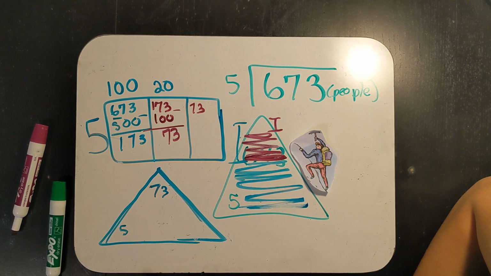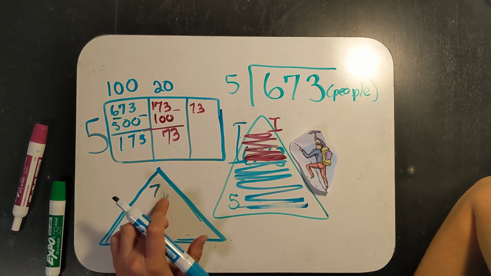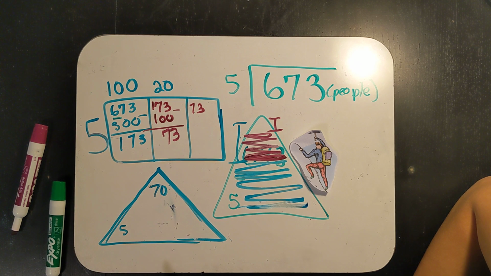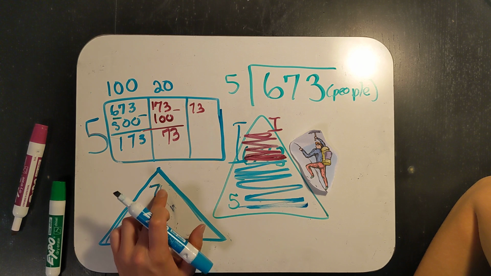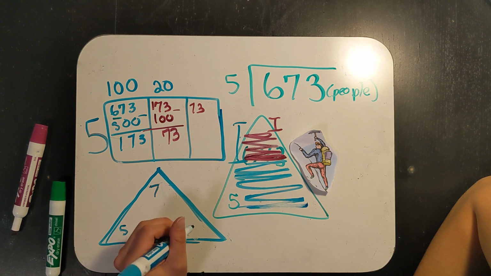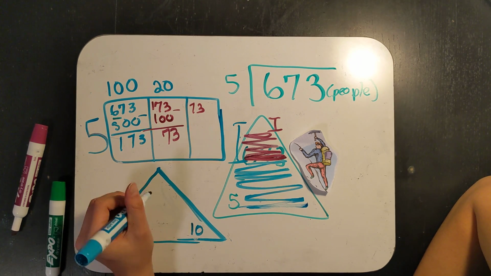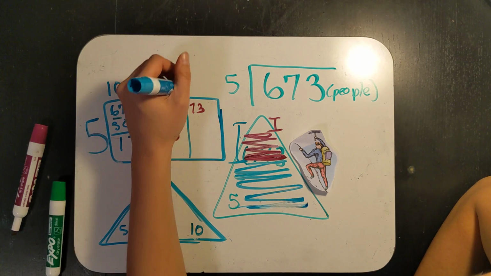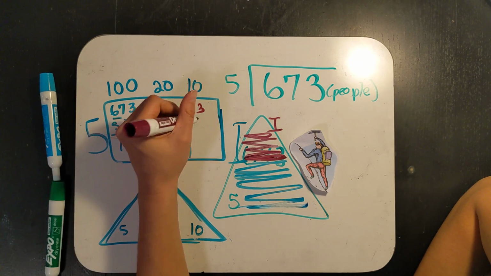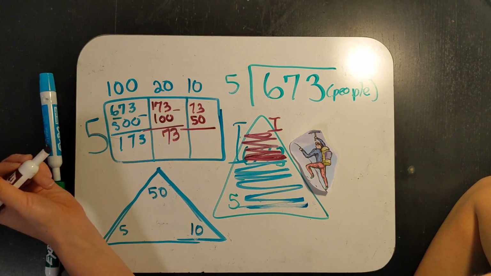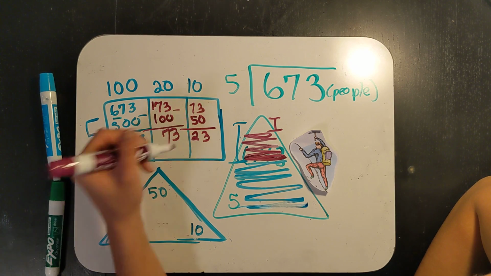5 times what equals 73? Forget about it. Just do 70. 5 times what equals 70? Or, you know what? If that feels too hard, just do 7. 5 can fit into 7. So 5 times 10 is 50. Let's do that. Subtract it. We have 23 left to go.